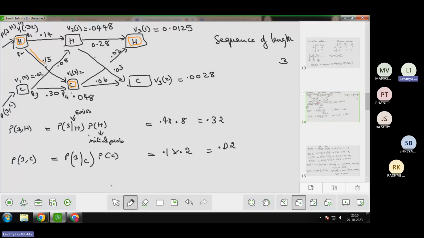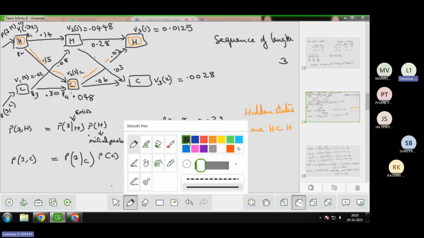So what is your sequence? I'm giving a double line. You will have hot, cold, hot. That is what the hidden state is. So the hidden states are hot, cold, and hot. So this is how your Viterbi algorithm is used for determining the sequence of the hidden states.